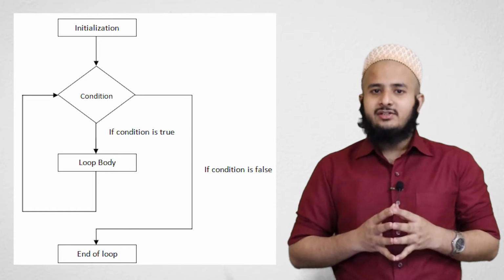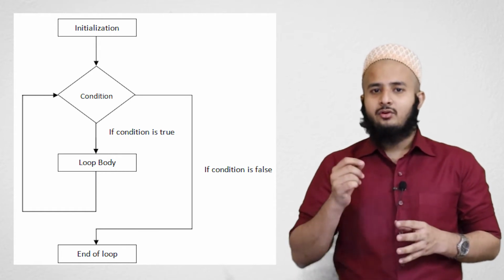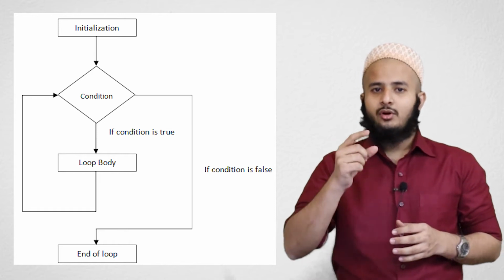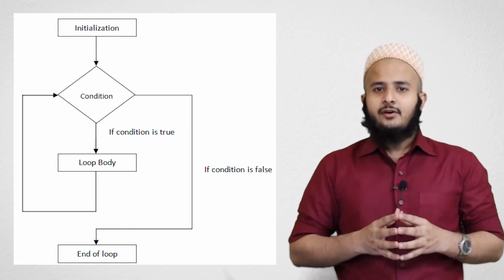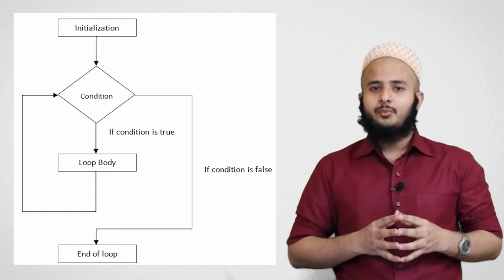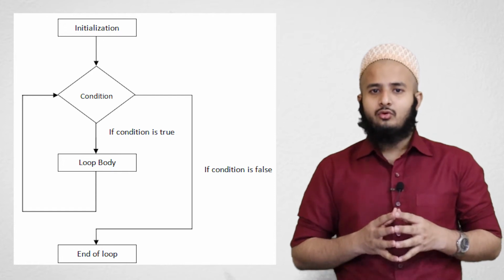If the condition gives a true result, then the control goes to the body of the loop and performs the code inside the loop block. And if the condition gives a false result, then it comes out of the loop and performs the code after the loop block.